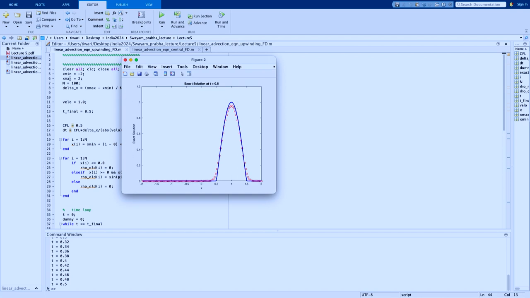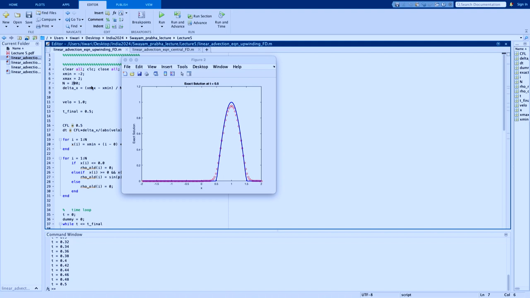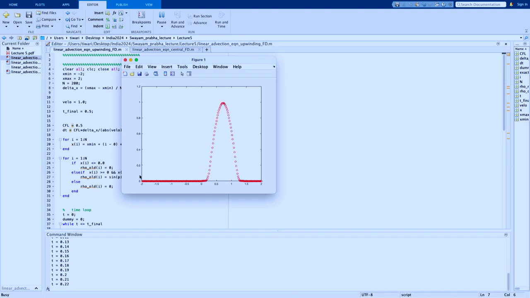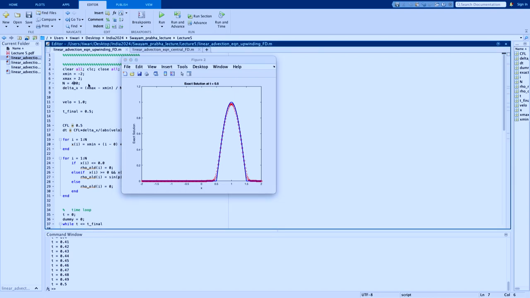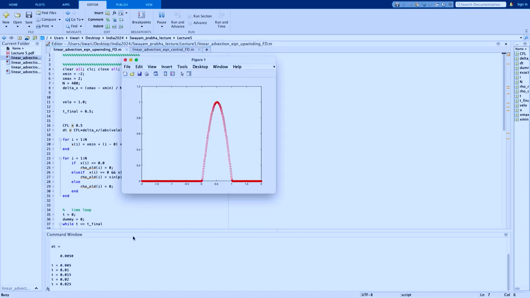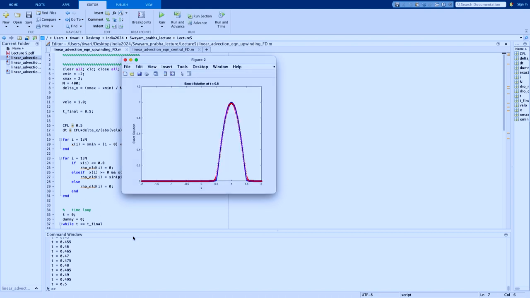So here if I take more points, what will happen? Let me take 200 points, we should have a better solution. Yeah, it's getting better. Let us take 400 points. If you increase the resolution, then finally you should get close to the exact solution, because 100 was a very coarse resolution. Now with 400 points, you see the numerical and analytical solutions are almost the same.